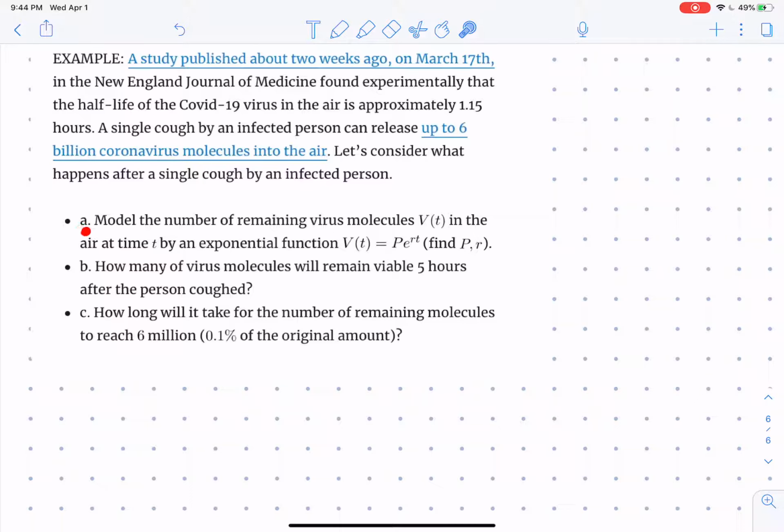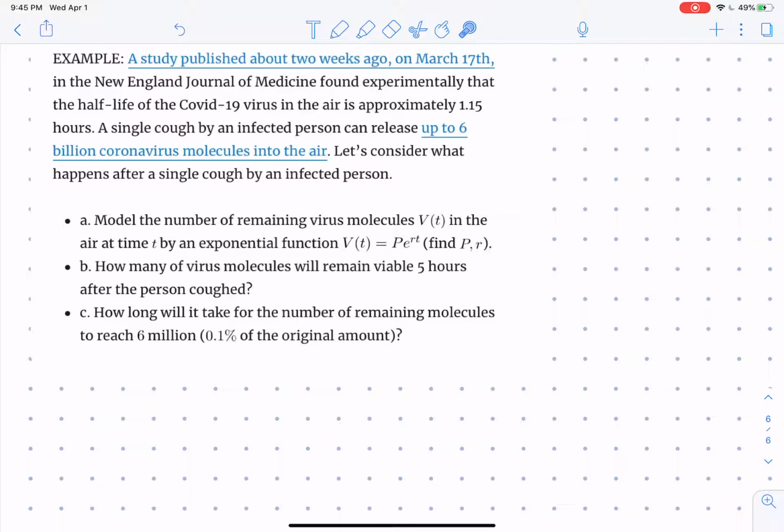So, the instructions say model the number of remaining virus molecules. We're calling this V of t. That's our function. V is for virus. This is instead of using F, because V just sort of makes sense for virus. And suppose it's modeled by an exponential function. V of t is equal to P e to the rt. This is just our basic formula. And we want to find out what is P and what is r.